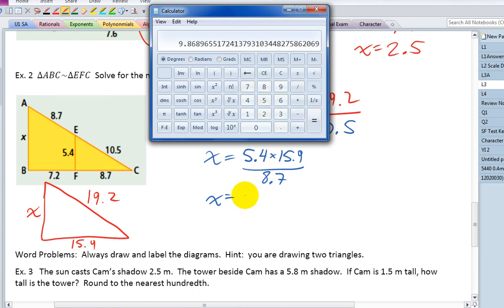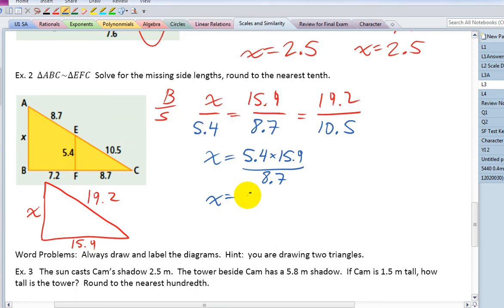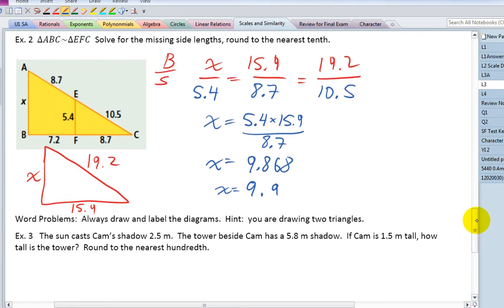Round to the nearest what? What should I round to? The whole number. Read the question. What should I round to? 10th. Oh my goodness, you guys. 9.9. Okay. All right. Any questions?